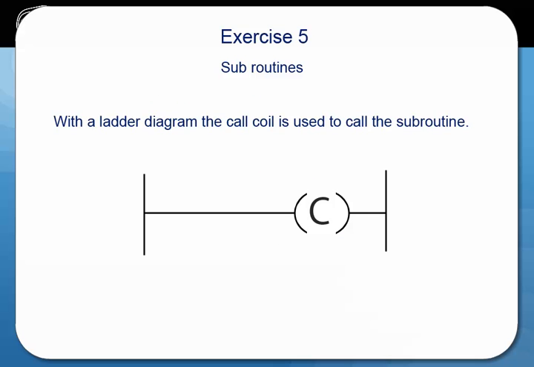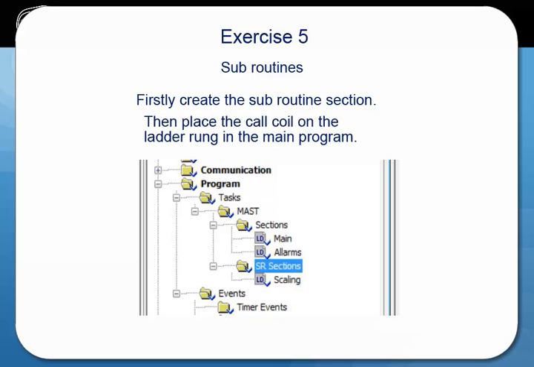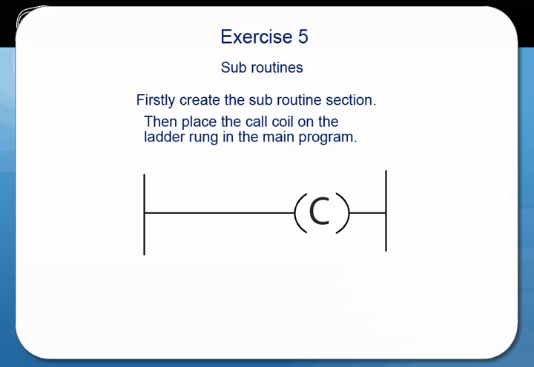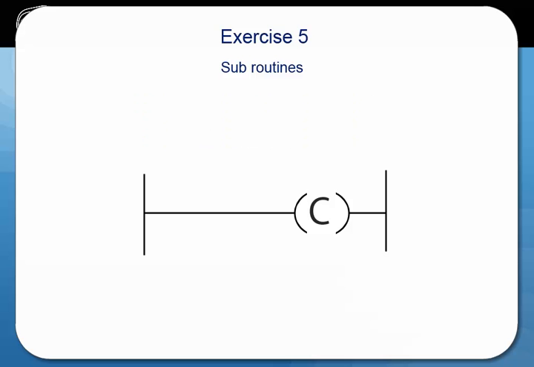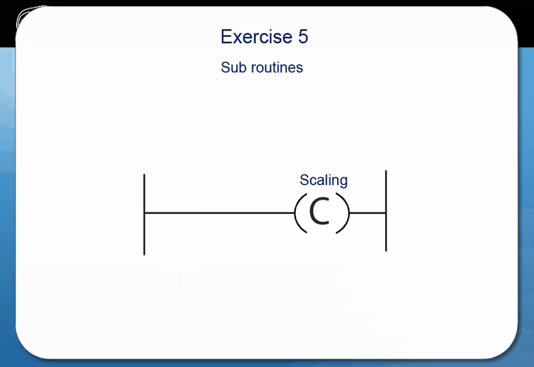With the ladder diagram, the call coil is used to call the subroutine. Firstly, create the subroutine. Secondly, place the call coil on the ladder rung in the main program. Then double-click the call coil and the properties window will open and the list of subroutines will show. Select the one that you want to use and click on it.